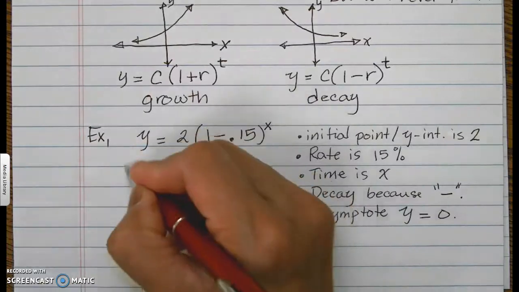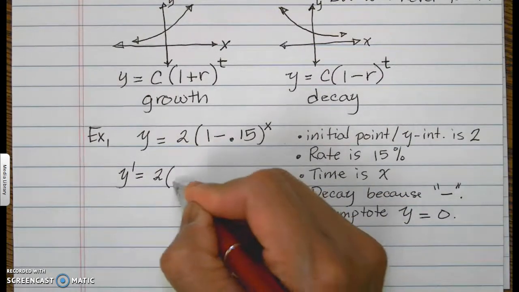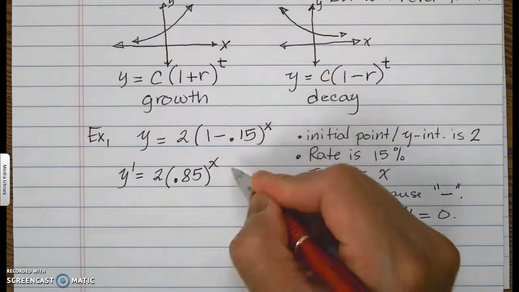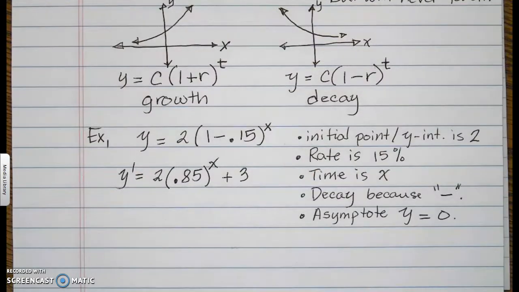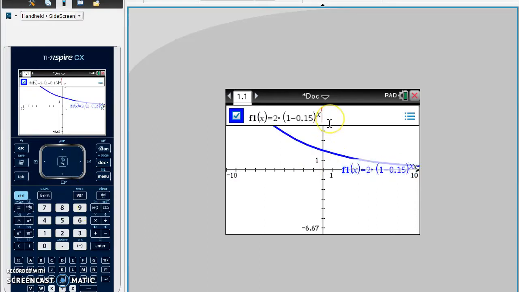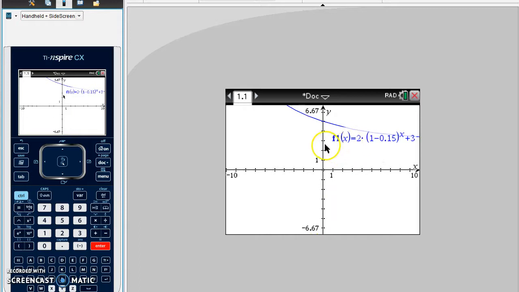So what if I do my y prime and I change my asymptote? I am just going to put 0.85 here, which is 1 minus 0.15. x is still there, but I'm now changing my asymptote to 3. That means my asymptote will move to y equals 3. So how will that look on the graph? This is your old line, and I'm going to put here plus 3 and press enter. You now see that this is where your imaginary horizontal asymptote is, and your y-intercept has now moved to positive 5.